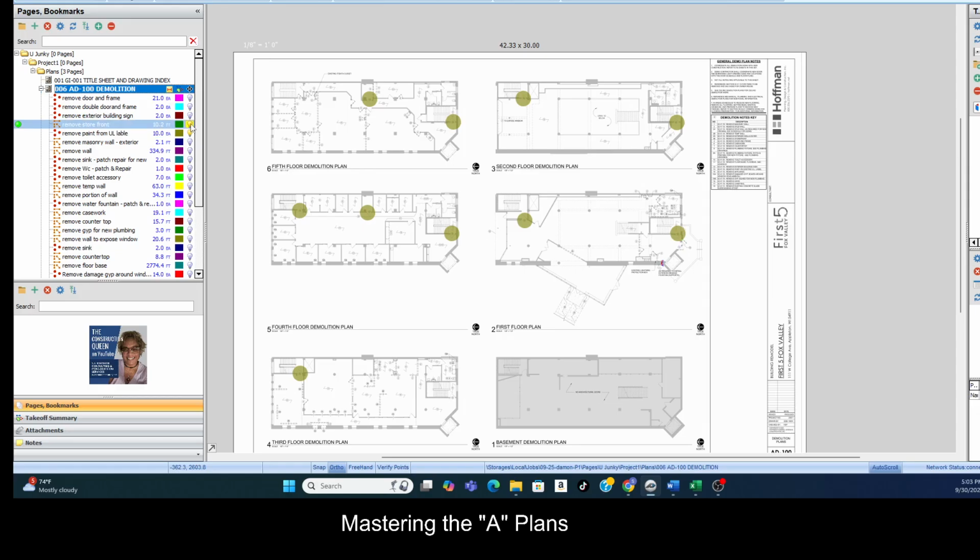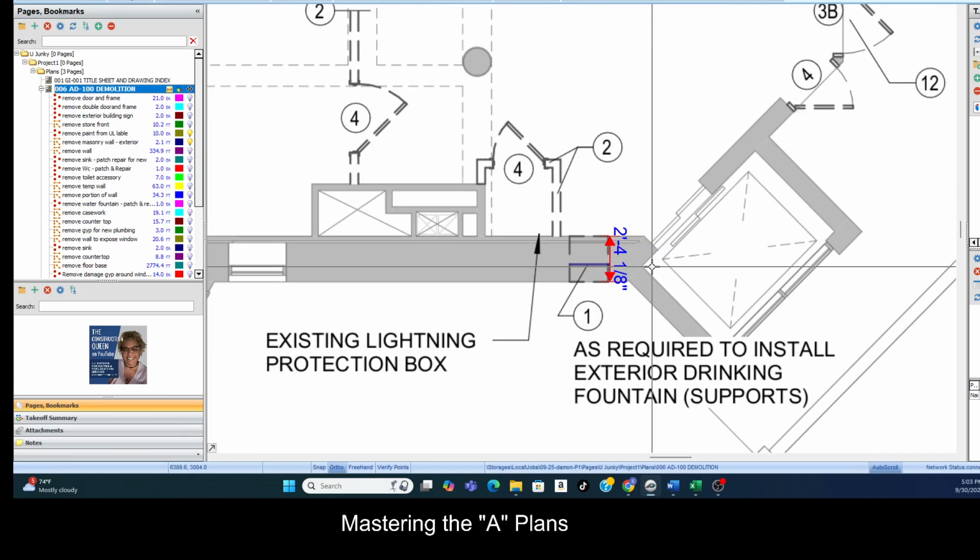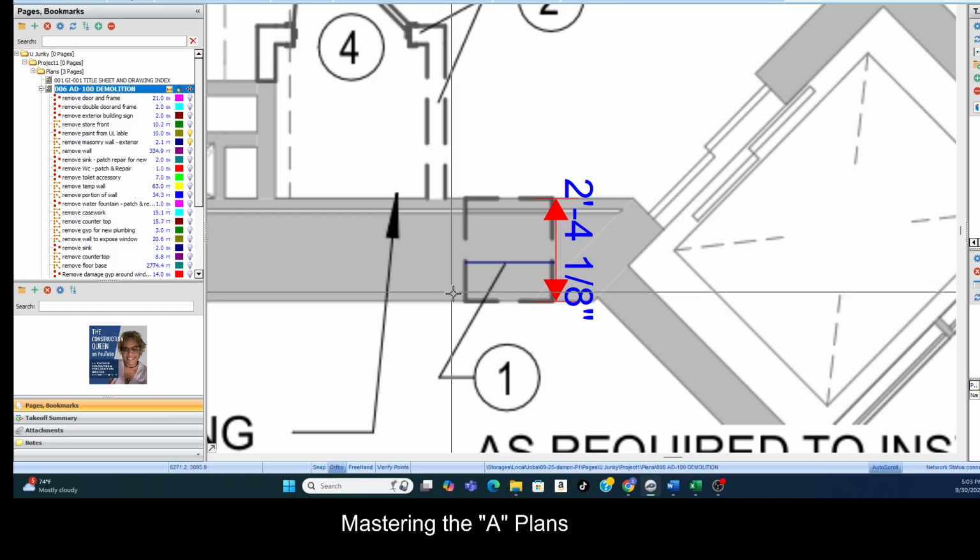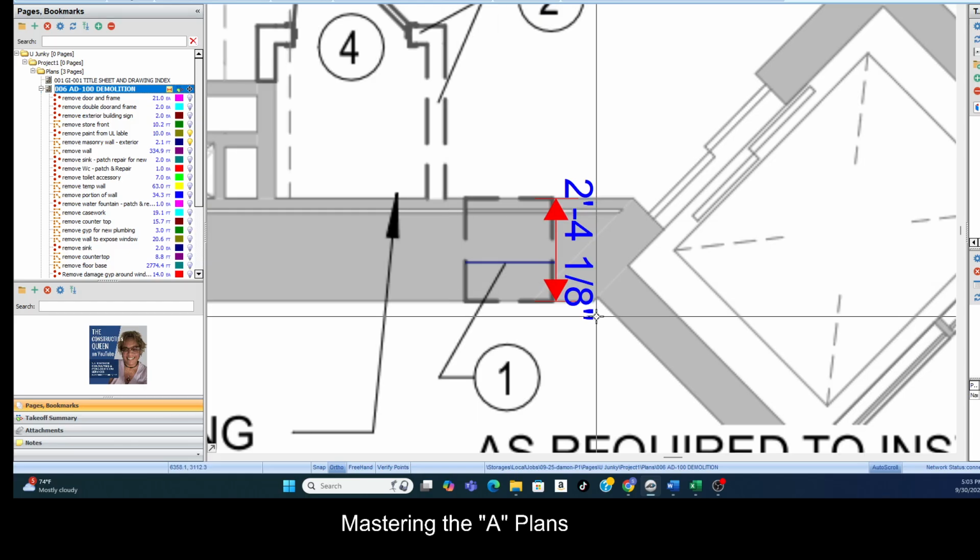Next is remove masonry wall, and that's at the exterior of the wall. So that is right here. And so, yeah, I measured it. I'm like, that's 24 plus 6, 30 inches concrete wall.